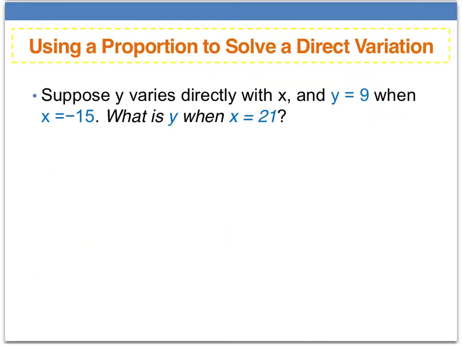For this problem, we want to suppose that y varies directly with x, which means at the very beginning of the problem, we already know that this relationship, y equals kx, holds true for these values of x and y. So I'm given that y equals 9 whenever x is negative 15. So what we can do is go ahead and plug those values in. And since we know x and y, we can solve for our constant of variation.